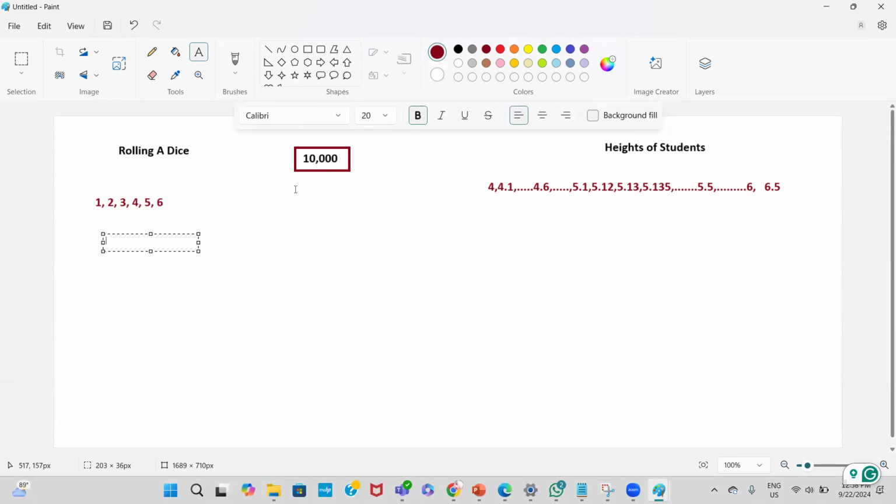The probability of getting 2 when rolling a dice 10,000 times is 1 by 10,000. Now the probability of getting a student's height 5.136 out of 10,000 students is undefined. We cannot actually determine it.